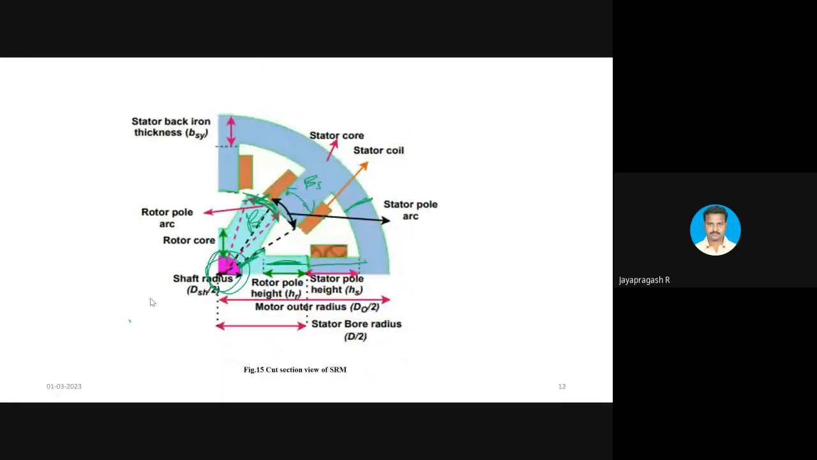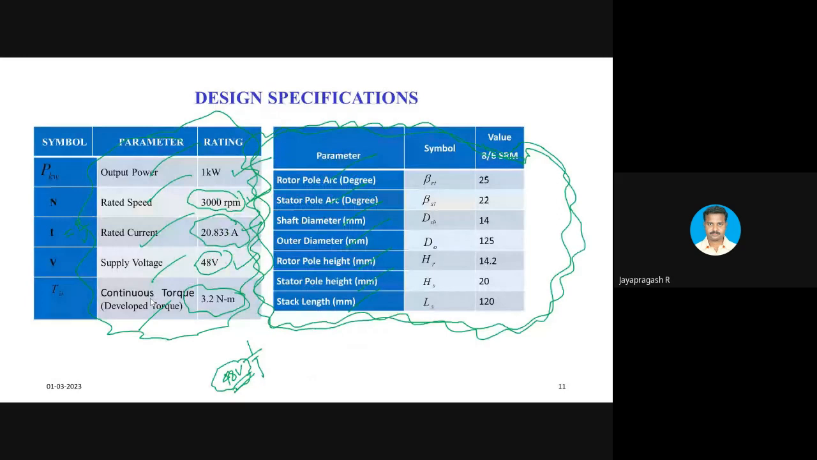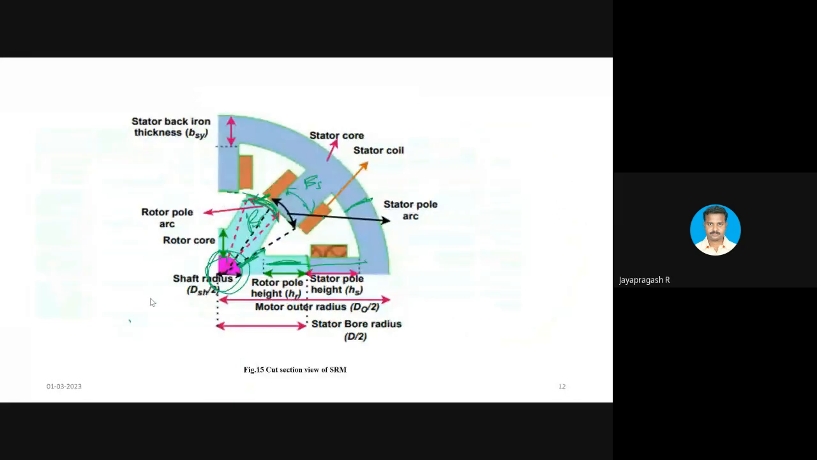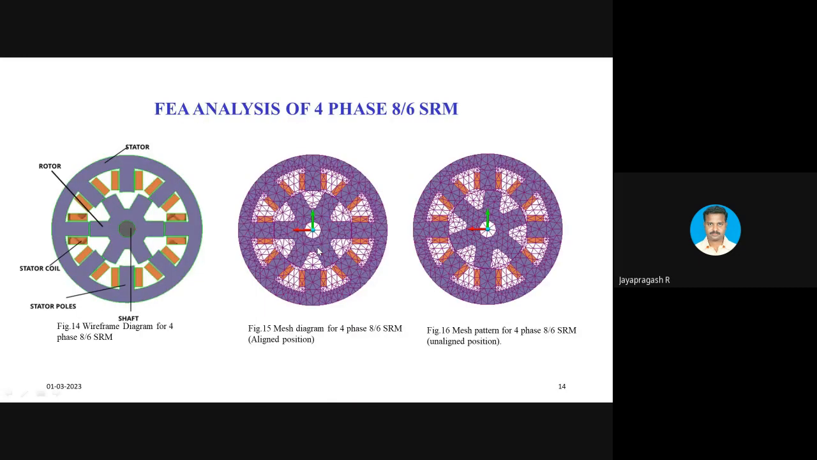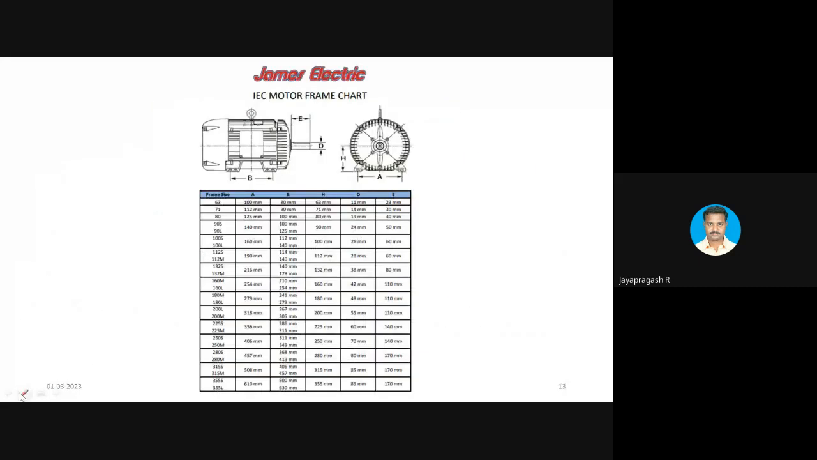After obtaining all these parameters, we have to find out the frame. Standard frames are available in the market, and we can make use of them. IEC, the International Electrotechnical Commission, has introduced the motor frame chart. You can refer to it and select any frame. You can fit it into IEC 71 or IEC 80 or IEC 63.